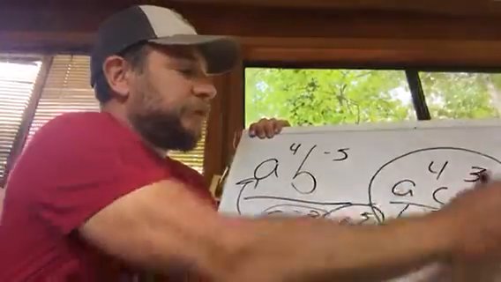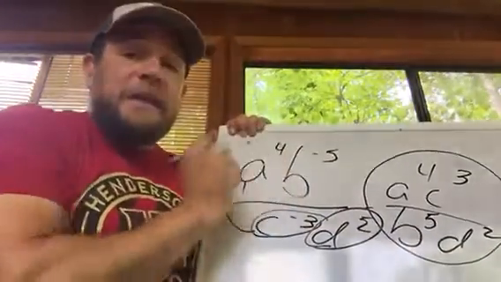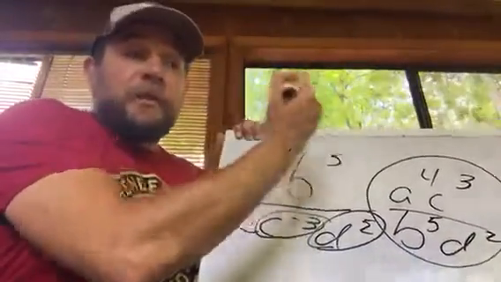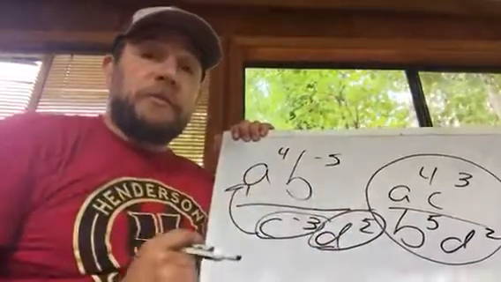Okay, so again, in your solution, anything that ends up positive, keep it where it is. Anything that ends up negative, if it's in the numerator, move it to the denominator. If it's in the denominator, move it to the numerator and change it to a positive.